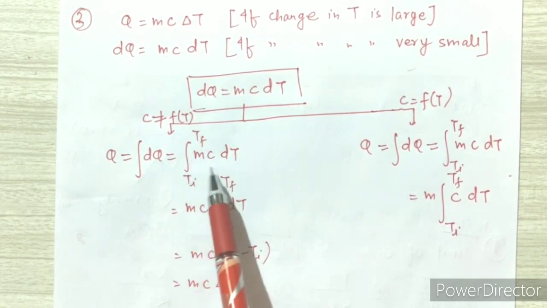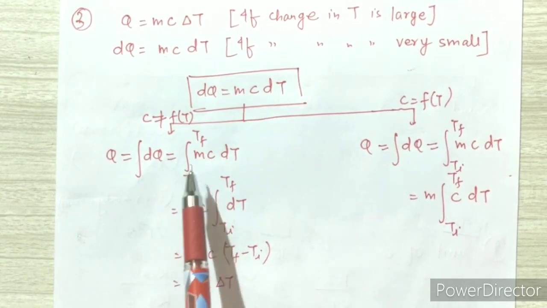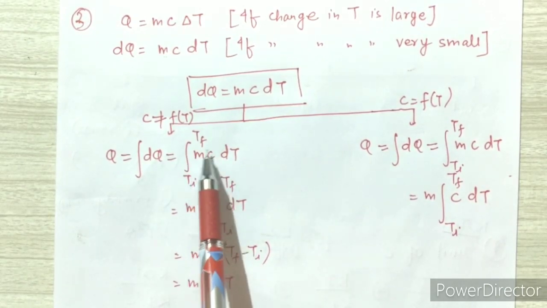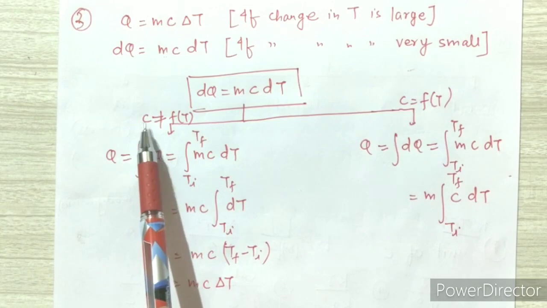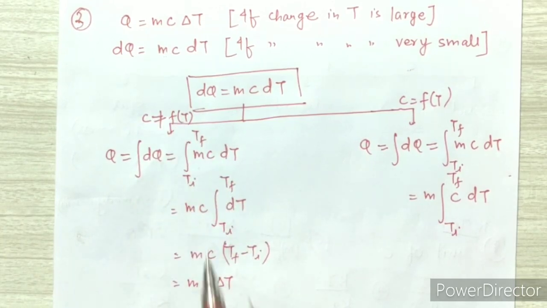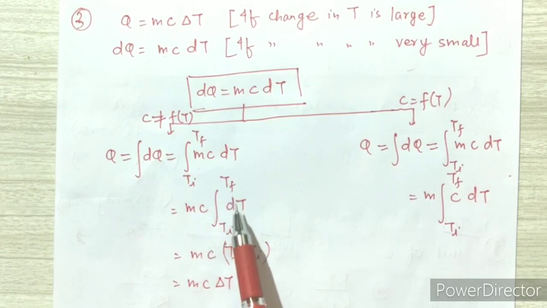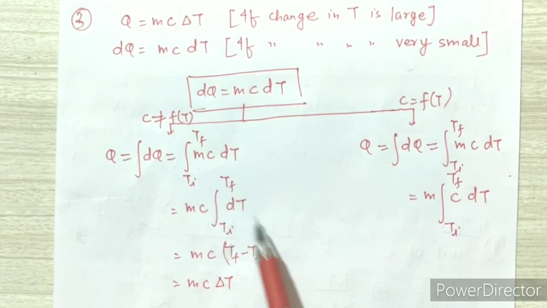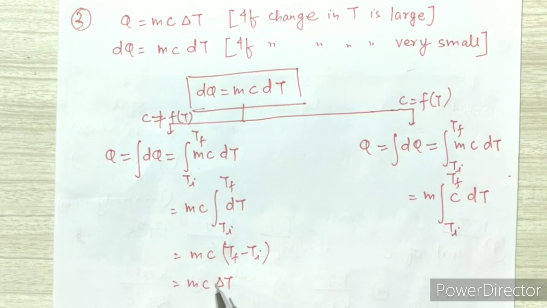So whatever is constant will come outside. Mass is constant as well as specific heat, since specific heat is not a function of temperature. So m into c will come outside, and if we integrate dT, it will become T, and then we put the upper limit and lower limit. The final result will be mc into (T_f minus T_i), which is equal to mc into delta T, as we already saw earlier.